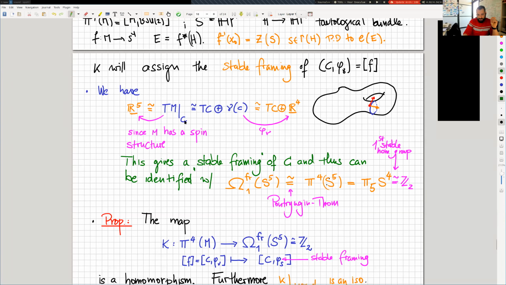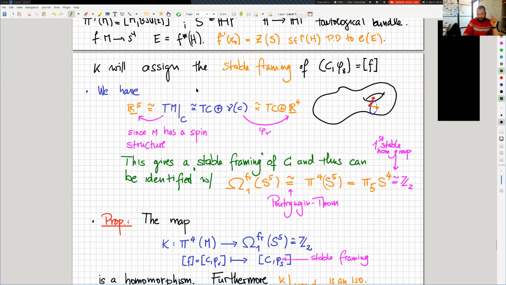And because it has a spin structure, it comes with a certain trivialization over your circle, right? This is how I define spin structures. So this is a canonical way to identify this trivial bundle with R5. So this is the left one. So I have an isomorphism with R5.